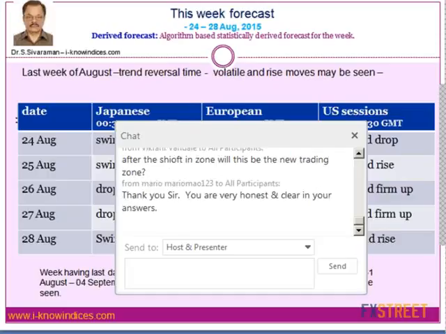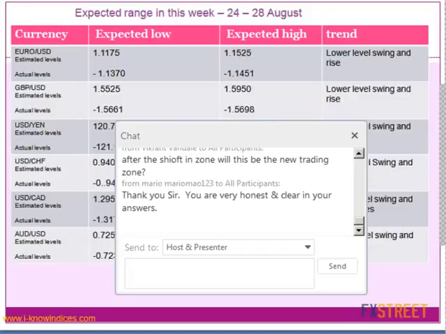Okay, now the forecast. Then the ranges expected to happen this week.